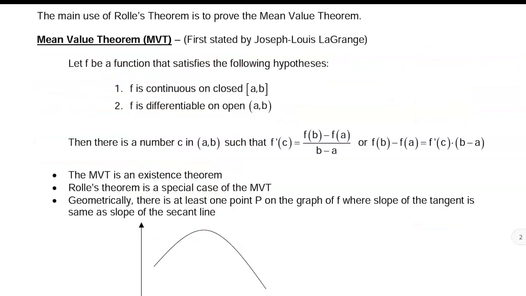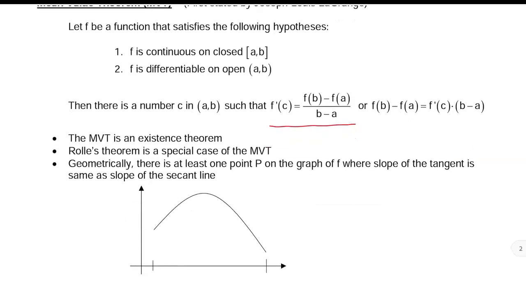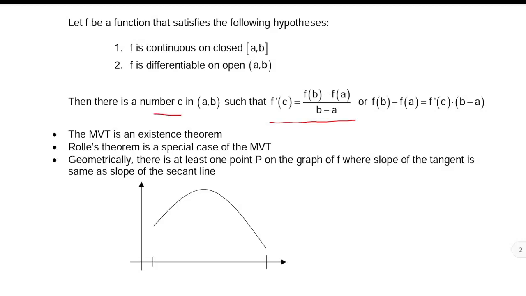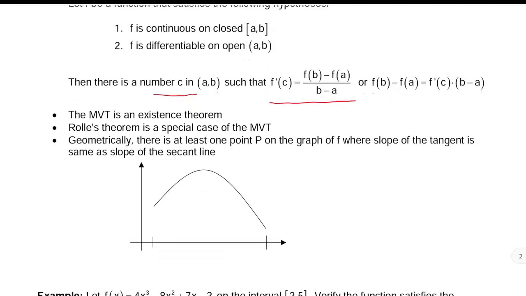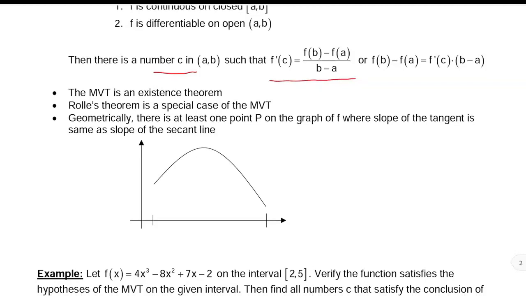The mean value theorem states that if a function is continuous on the closed interval and differentiable on the open interval, then there is a number c in the open interval such that f prime of c equals the slope. The mean value theorem is an existence theorem. It tells us that such a number c exists. Rolle's theorem is actually a special case of the MVT, and that is when f of b and f of a are equal. Let's look at the situation when f of b is not equal to f of a.